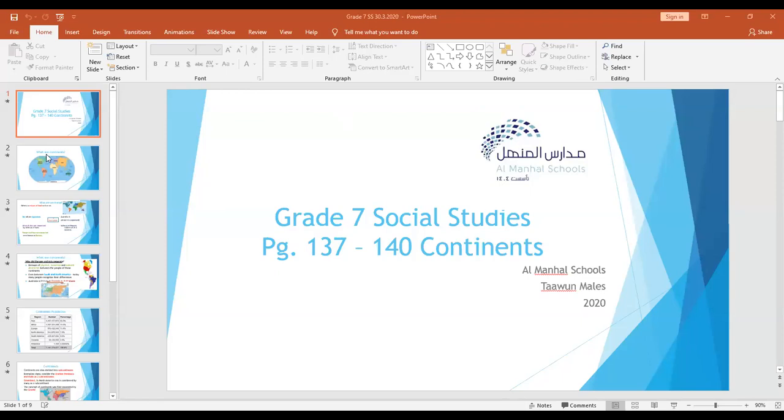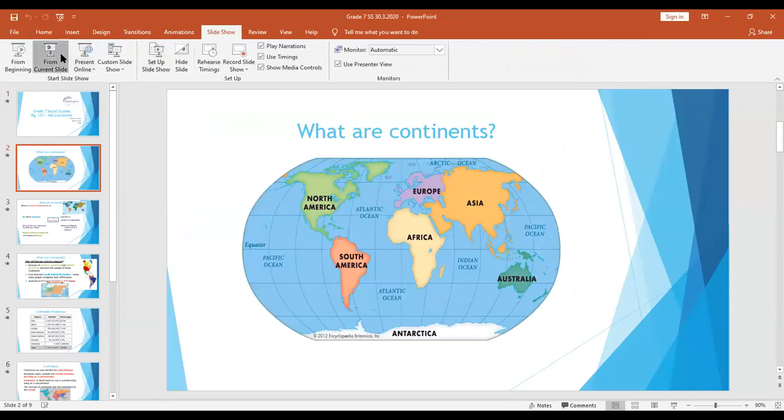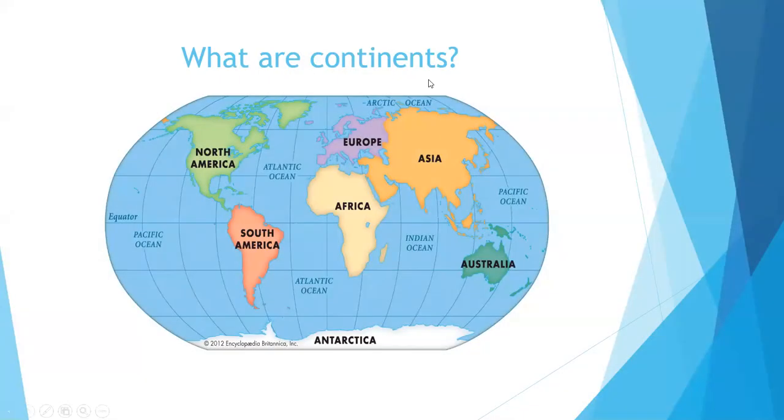So over here, you will see it says, what are continents? And here we see the 7 different continents of the world. We have North America and South America. We have Africa, Europe, Asia, Australia and Antarctica. So those are the 7 different continents around the world.